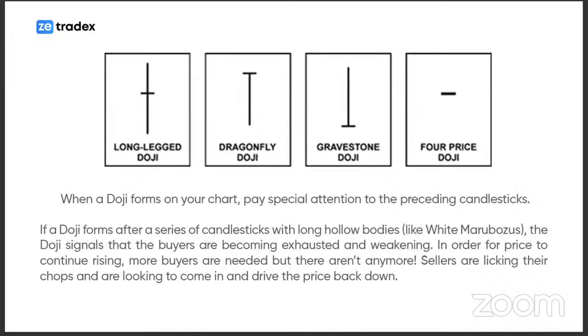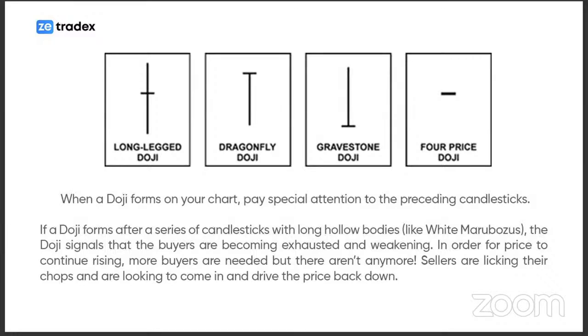Now we have the different types of dojis. They come in different patterns. We have the long leg doji. You can see a wick at the top and a wick at the bottom. Then right in the middle is where you have the candlestick. Yeah, that's a candlestick, but it's so thin that you cannot see it clearly. But yes, it's a candlestick, just total indecision at that point.